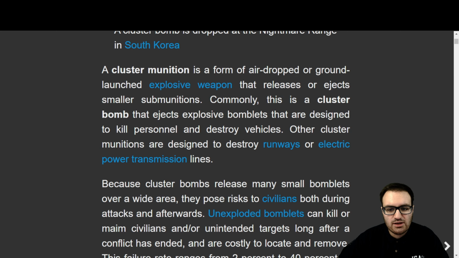We have a basic definition here, and we should always define our terms to start off with. So, a cluster munition is a form of air-dropped or ground-launched explosive weapon that releases or ejects smaller submunitions. Commonly, this is a cluster bomb that ejects explosive bomblets that are designed to kill personnel and destroy vehicles. So, cluster munition is one of those very self-explanatory terms, and I like that about it. That's probably the only thing I'm going to like about cluster munitions. It's a cluster of other types of munitions. So it's a bomb that gives you more little bomblets, a lot of them.